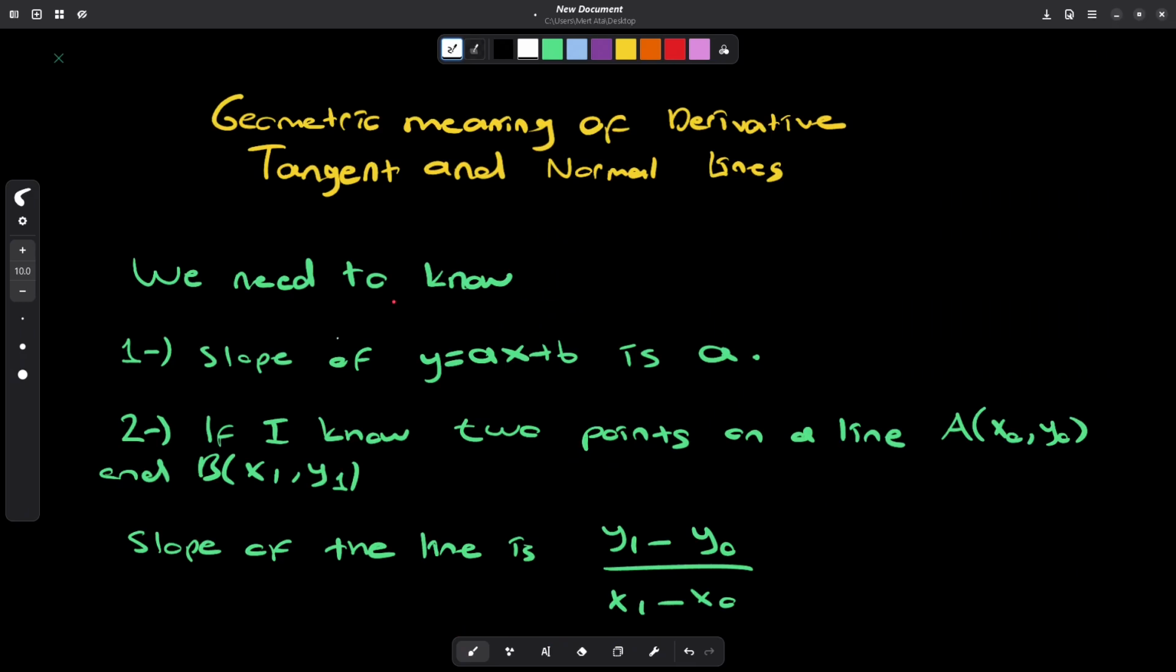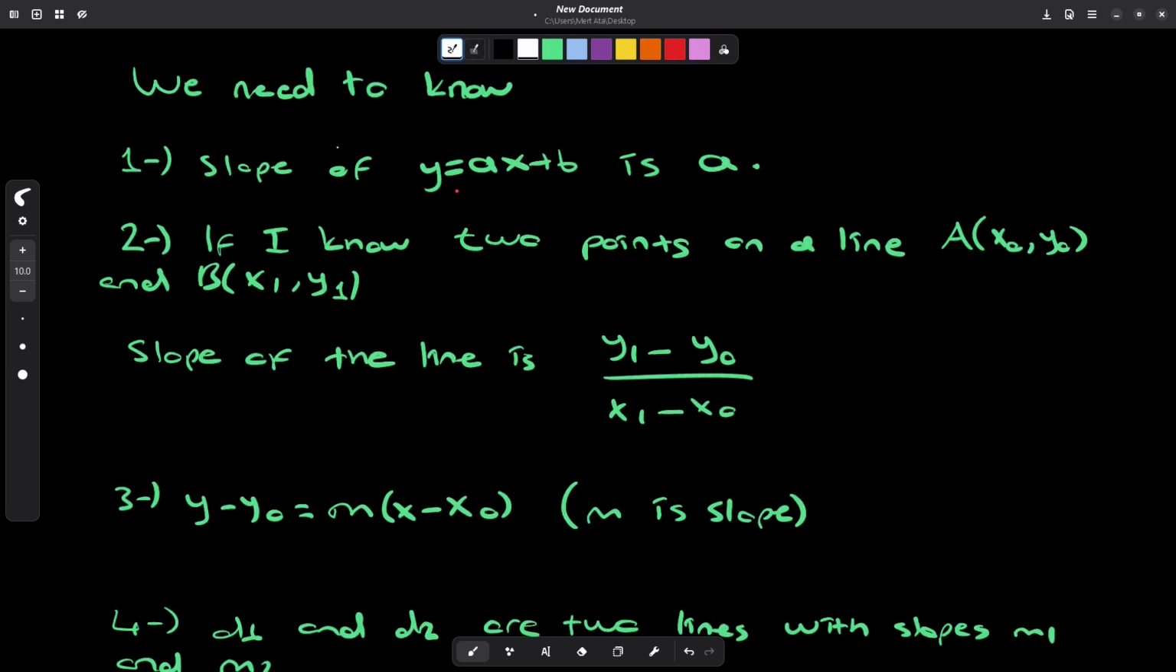Welcome everyone. Let's talk about tangent and normal lines. Before talking about these lines, we need to know the slope of y equals ax plus b is a. Why? Because slope is derivative. If you differentiate ax plus b with respect to x, it's equal to a.